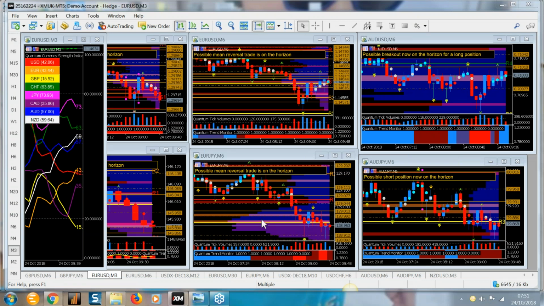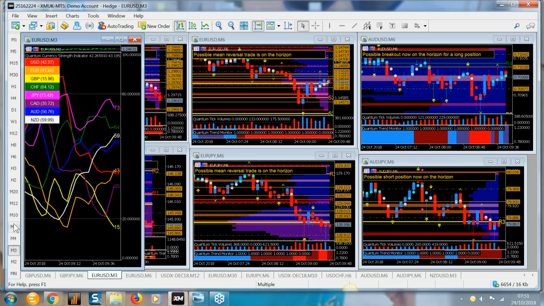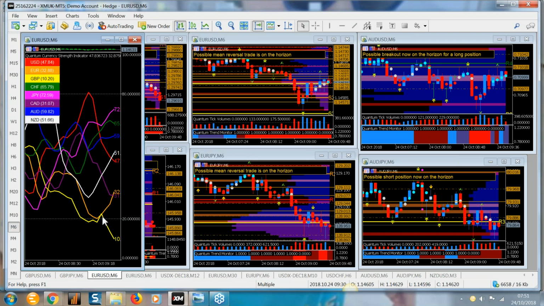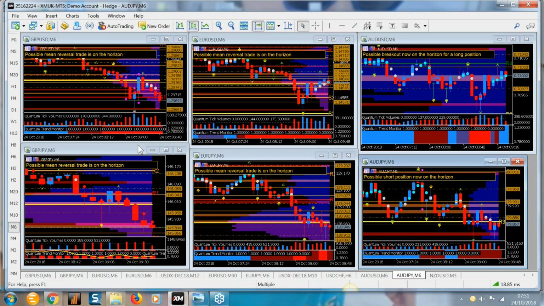But what I wanted to highlight here was something which was quite interesting. If we look at the CSI, I've got it on the 3-minute. Actually, let's have a look at the 6-minute, which is quite interesting. And the move in the pound, although the dollar was falling as well, which was the sort of correction we saw in the pound. But look. The pound is being driven ever lower.